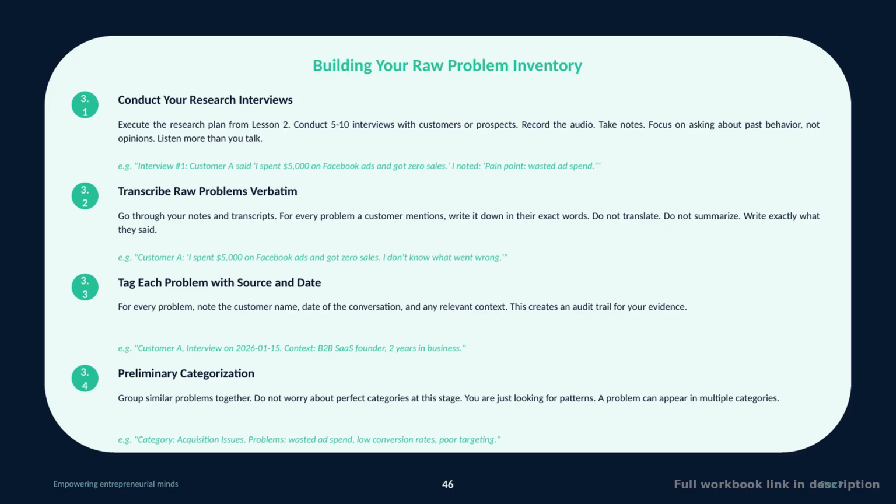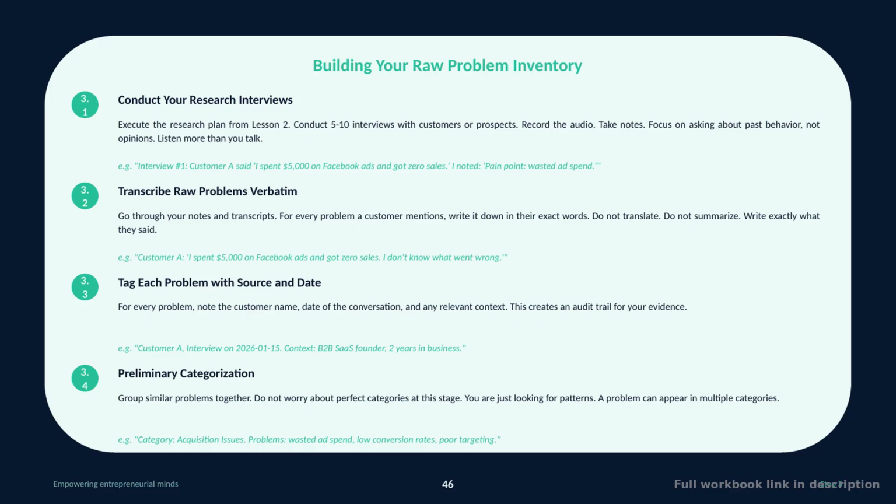Now, tag each problem with source and date. For every problem, note the customer name, date of the conversation, and any relevant context. This creates an audit trail for your evidence. For example, Customer A, interview on January 15, 2026. Context, B2B SaaS founder, 2 years in business.